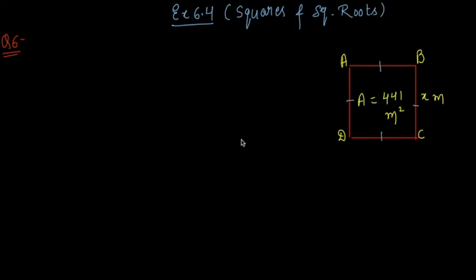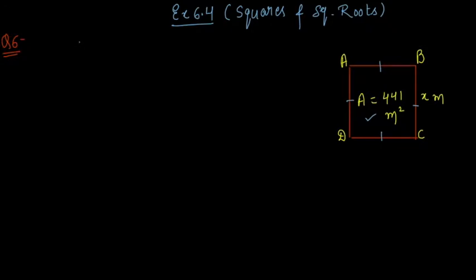This video will be the last video for this chapter, where I will be explaining the left questions 6, 7, 8 and 9 of exercise 6.4. So to begin with question number 6, which says: find the length of the side of a square whose area is given 441 meters square. So you see a figure here where the area of the square is given as 441 meters square.